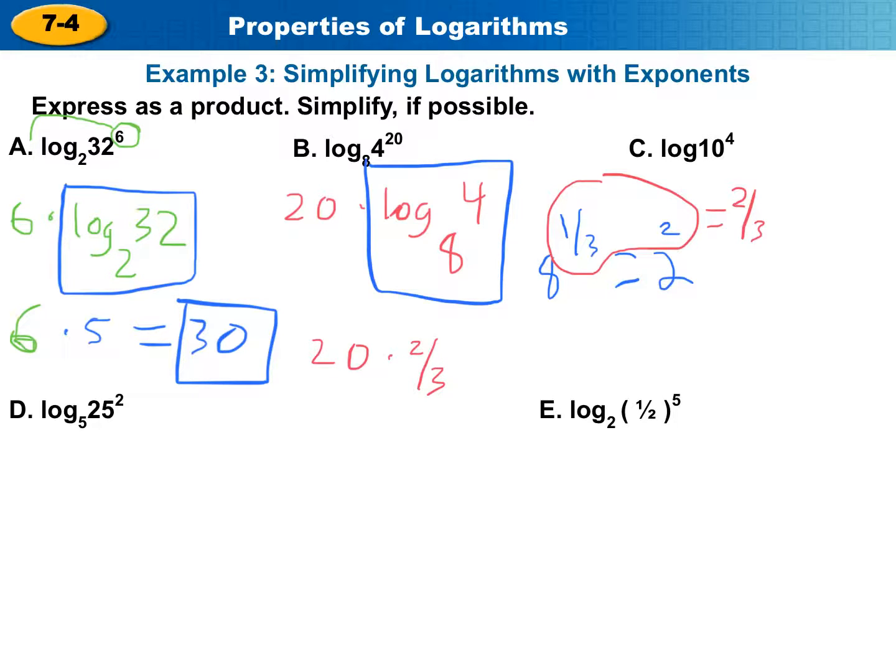And 20 times 2/3 is 40/3, and that's my final answer.